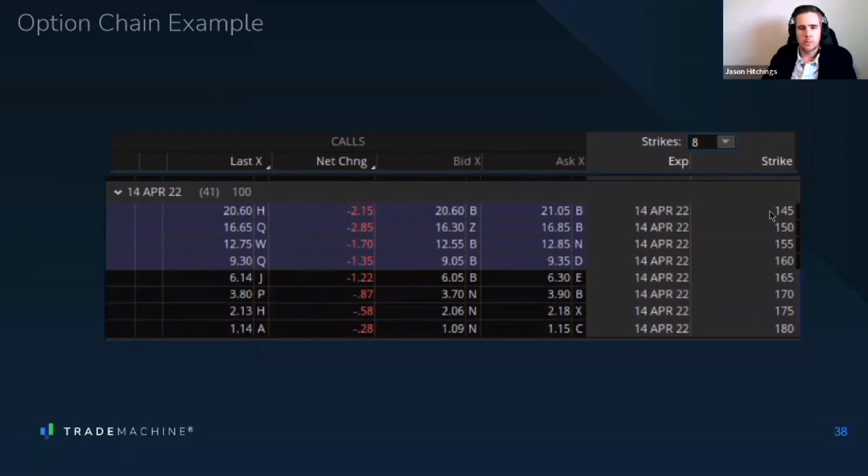This call option would give you the right to buy Apple at 145. This one would give you the right to buy Apple at 150, 155, etc. So the example that we gave was the 170. That's this line here. This is the last trade price. That's how much the option changed on the day. This is the price at which the market will buy it, which is the price that you would sell it for. And this is the price that the market is asking, which is how much you would pay if you were looking to buy it.